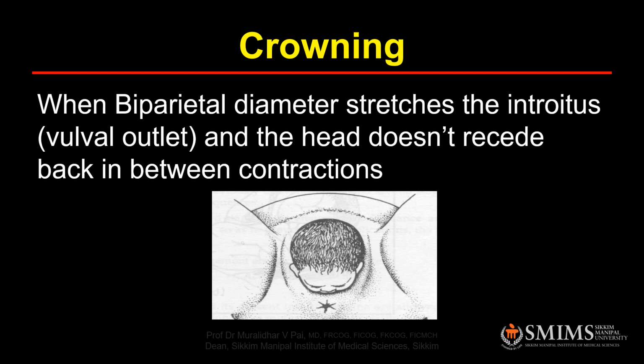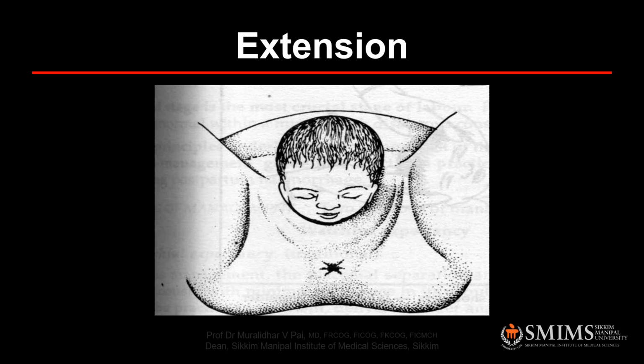Just before extension and delivery, crowning happens. What is crowning? Crowning is nothing but when the head stretches the vulval outlet and maximum diameter of the head can be seen as though a crown can be put on the head, and at this time the head does not recede back in between contractions. After crowning, the head extends and delivers. Extension.